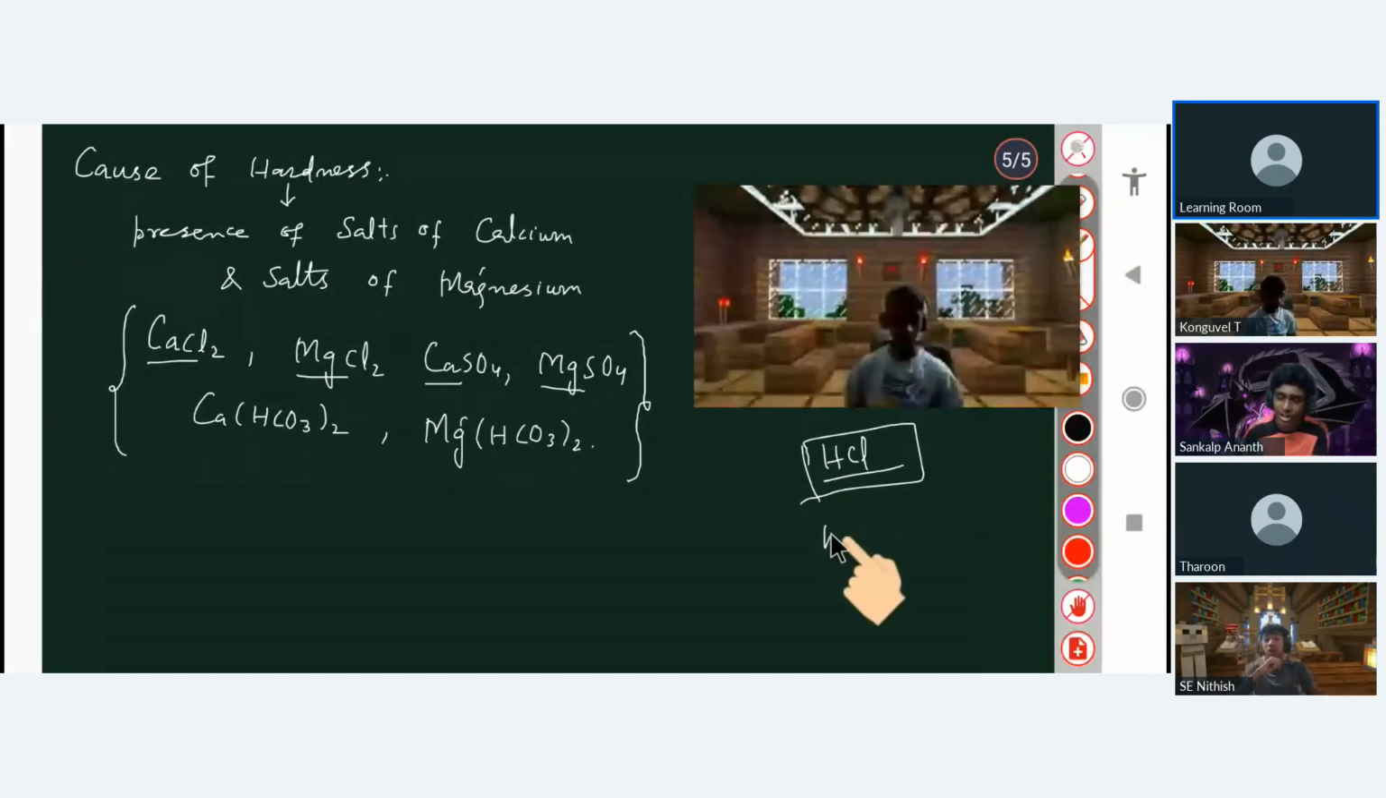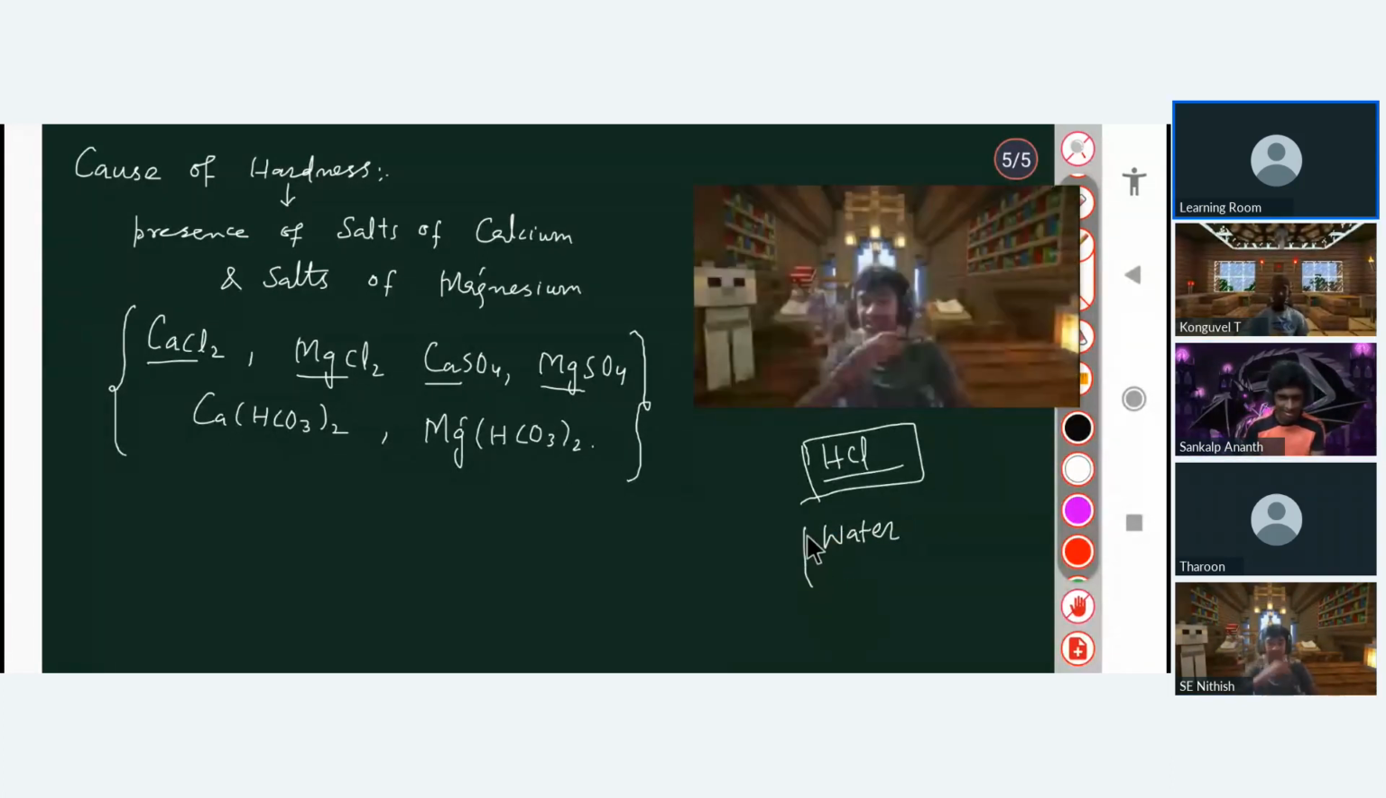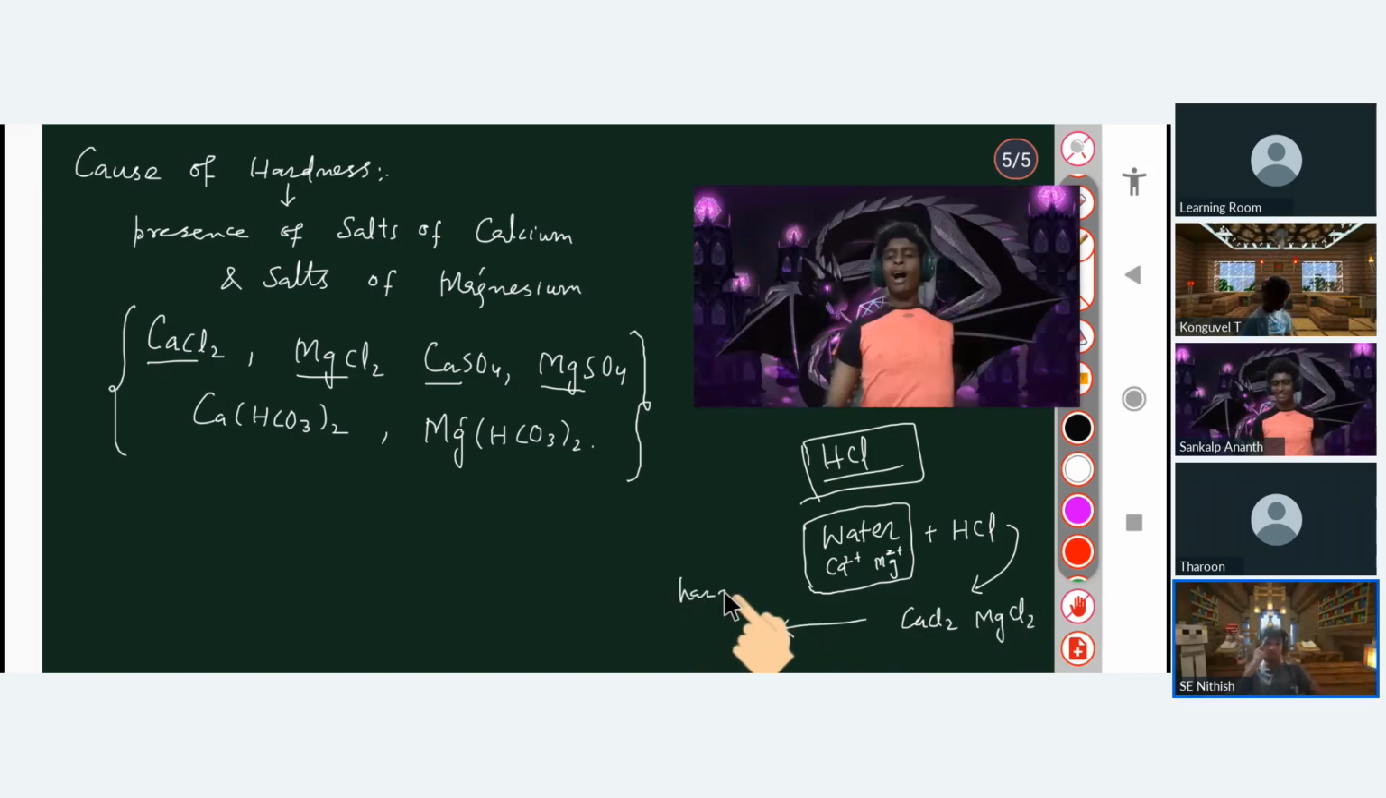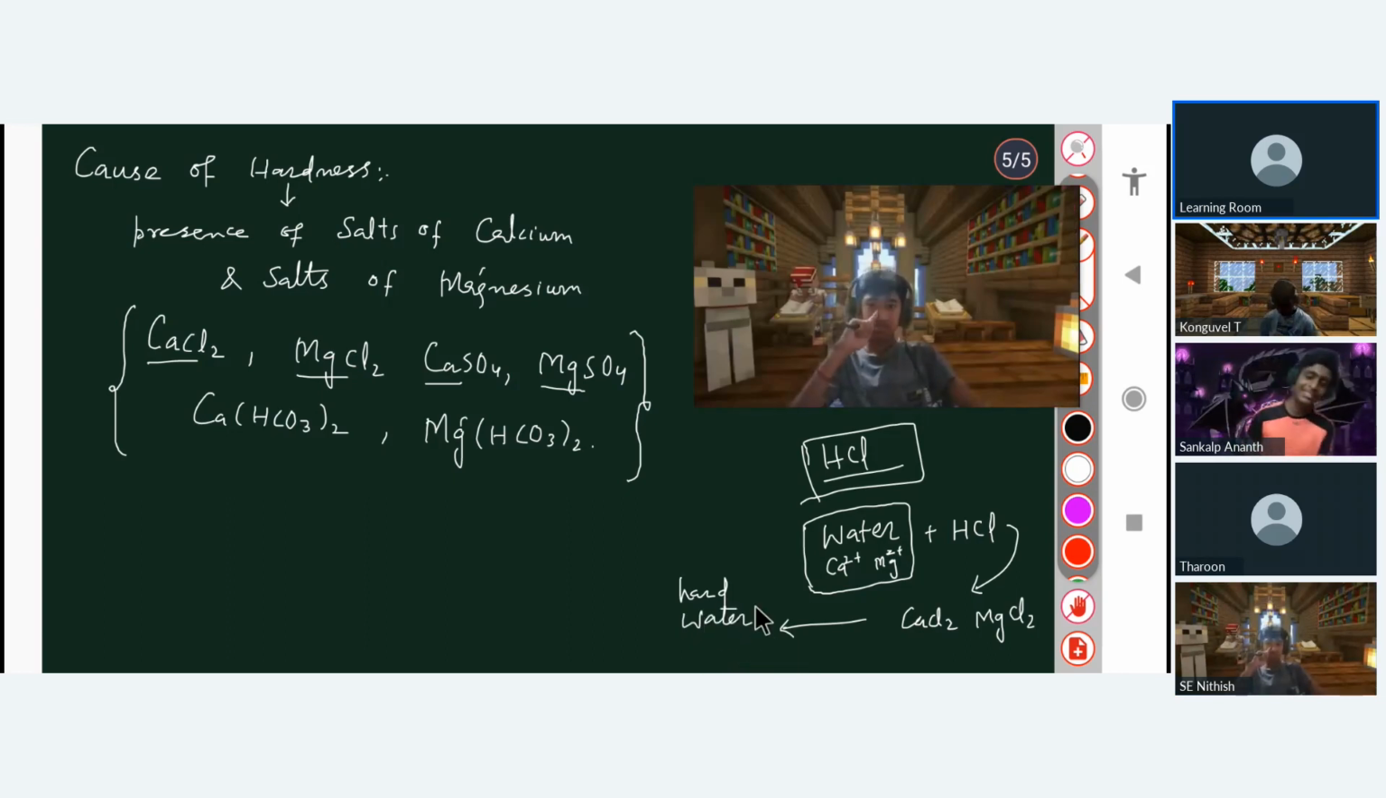I will tell you. Consider water. I will just give the example. If I'm having water and there is already calcium ion and magnesium ion in it, and now I'm adding HCl to it, it will form calcium chloride and magnesium chloride. Now it becomes hard water. Got it? But if there is no calcium and magnesium in water and you are just adding HCl to it, then it will not be hard water, right? Yes, sir. So this is very important.